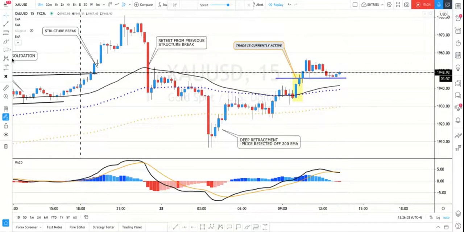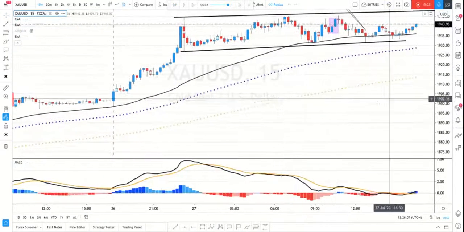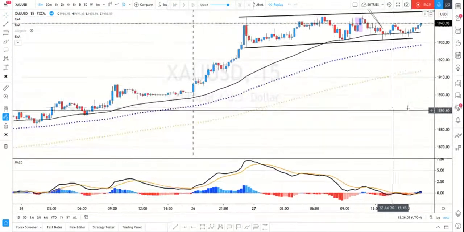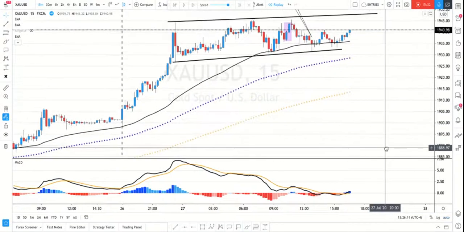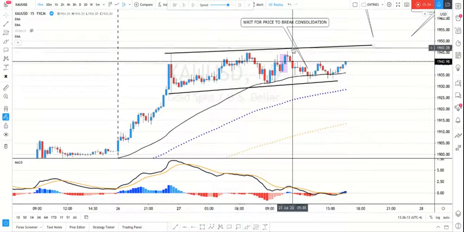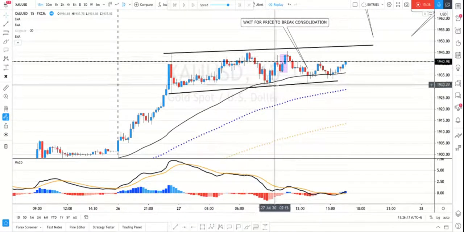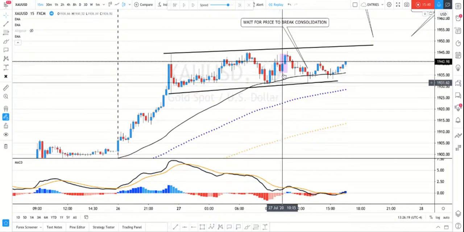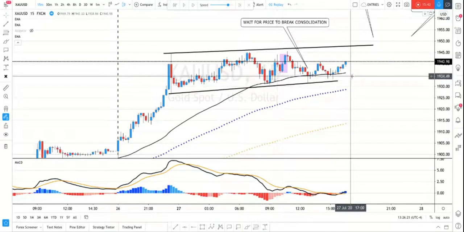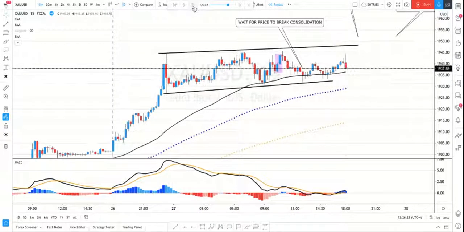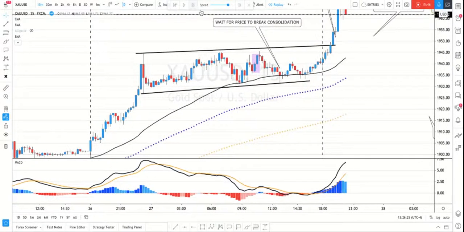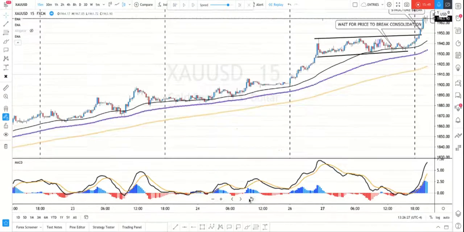Next is gold. Gold is at some all-time highs right now, so gold is pretty much on free ball. You have no idea what it's doing. But yesterday's price action got you in this ascending channel, and I wanted price to break the consolidation channel. It's not necessarily consolidating because it is making higher lows, but the highs aren't being broken. So nonetheless, I'm waiting for price to break.